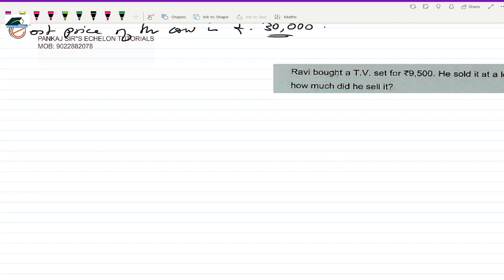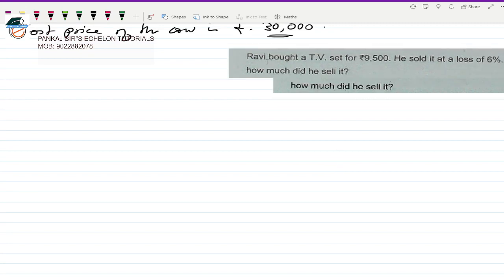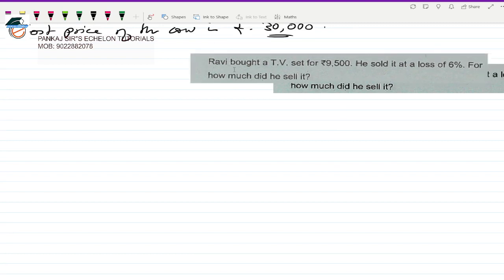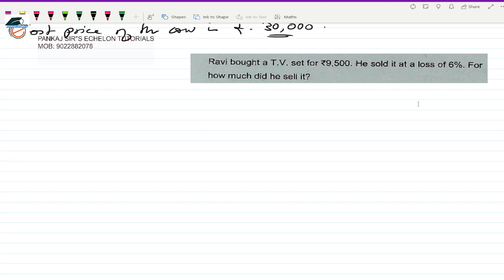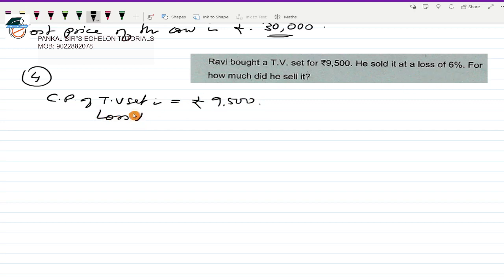Let us take this as our example number 4. What it says is, Ravi bought a TV set for rupees 9,500. So the cost price of the TV set is equal to rupees 9,500. He sold it at a loss of 6%. So loss percentage is equal to 6%. How much did he sell? So what is the selling price? The selling price of the TV set is equal to what? So let us take that as x.